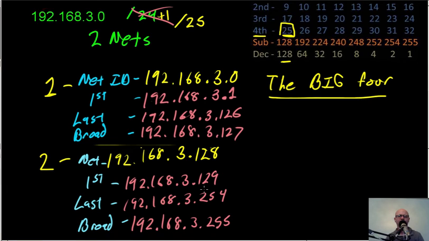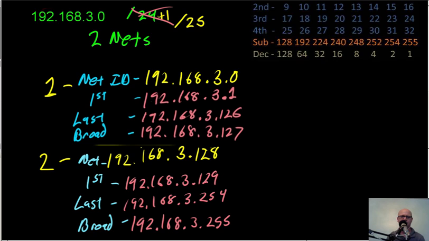Now, one thing that I skipped over is how many usable addresses per subnetwork. Think about what our equation was for finding out how many bits we need to borrow for the network. There's a similar, very simple equation to find out how many hosts there are per network. And that is 2 to the h minus 2 is equal to the number of hosts per network.